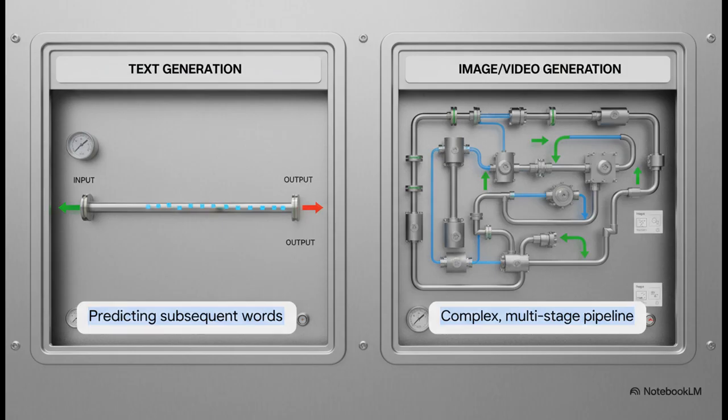On one side, you've got text generation. It's often a pretty direct process, predicting the next word in a sequence. But for images and video, it's a whole different ballgame. We're talking about a complex, multi-stage pipeline that isn't playing with pixels on a canvas. It's transforming abstract mathematical data.